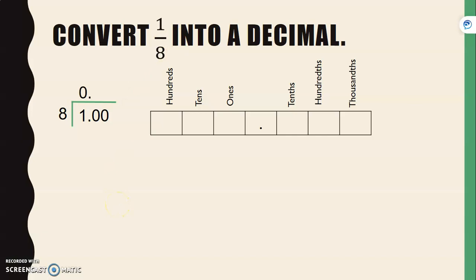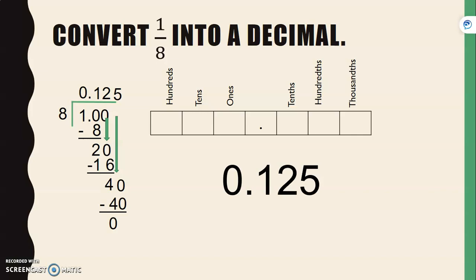So 8 does not go into 1, so I put a 0 and bring the decimal point up. Now I think of it as 8 into 10, and it goes 1 time. Now I subtract 8 and I get 2. Bring down your 0, 8 into 20 goes 2 times. And 8 times 2 is 16, so I subtract 16 and I'm left with 4. If there's no more numbers but you still have numbers left over, you have to add a 0 and bring it down. So 8 into 40, 5 times. Now I'm completely done. So my decimal is 0 and 125 thousandths.